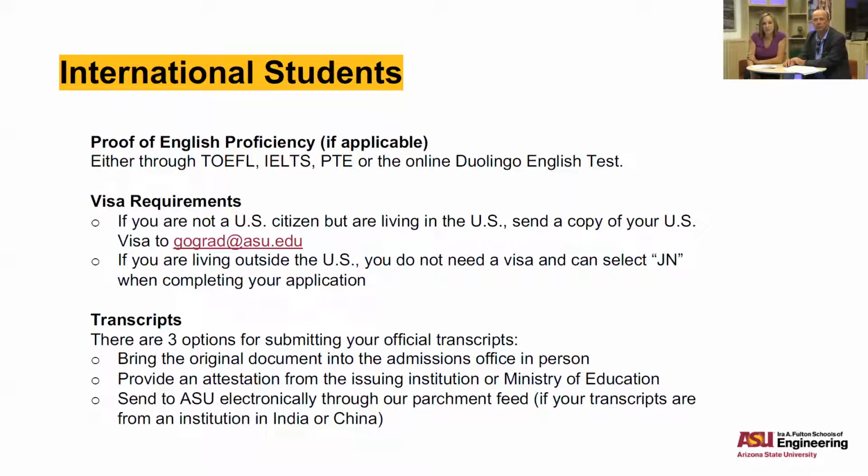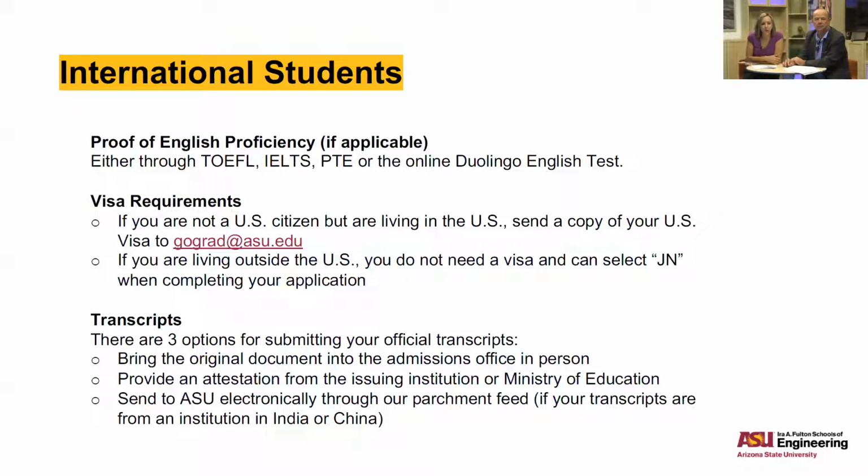Visa requirements: if you're not a US citizen but are living in the US, ASU does need a copy of the visa, which can be sent right to ASU graduate admissions at gograd@asu.edu. If you're an international student living outside the US, not coming to the US, you don't need a visa. You'll select JN when completing your application, which is just a designation for an international student not coming to the US. That'll help make sure there are no additional task items as you move through the process.